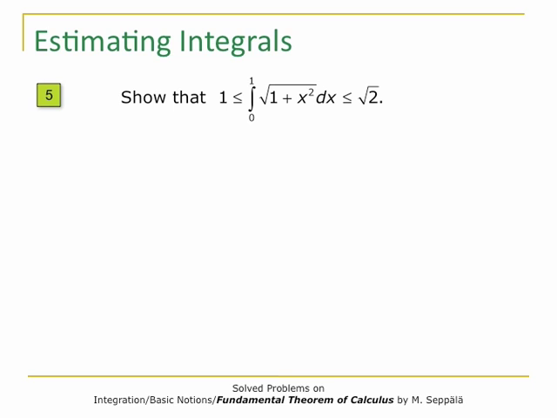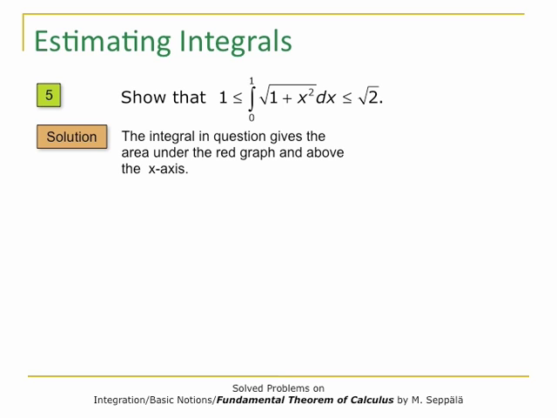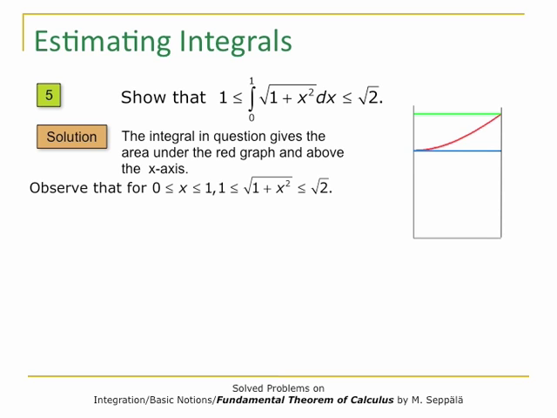In problem 5, we have to show that the integral from 0 to 1 of square root of 1 plus x squared dx is between 1 and square root of 2. We do that by observing that the integral from 0 to 1 of square root of 1 plus x squared dx is the area of the domain under the graph of the function square root of 1 plus x squared, with x between 0 and 1. The graph of this function is shown in this picture. It is the red curve.